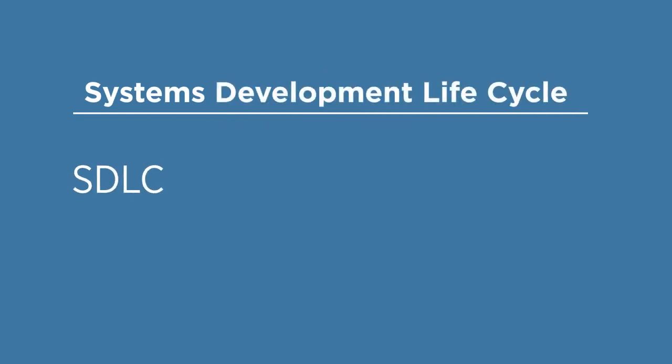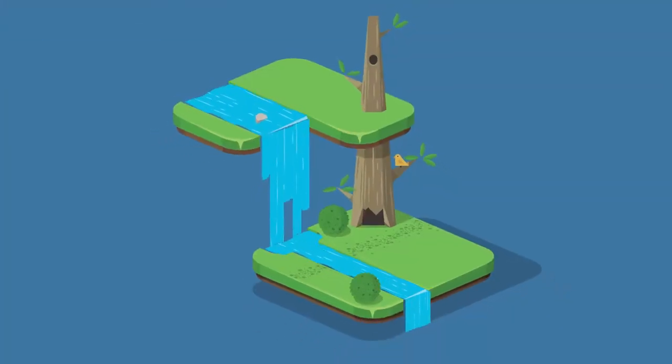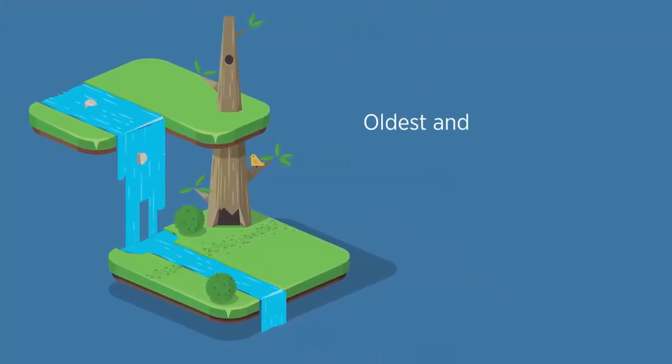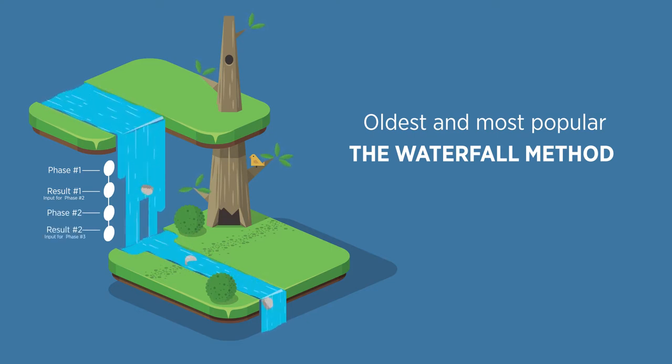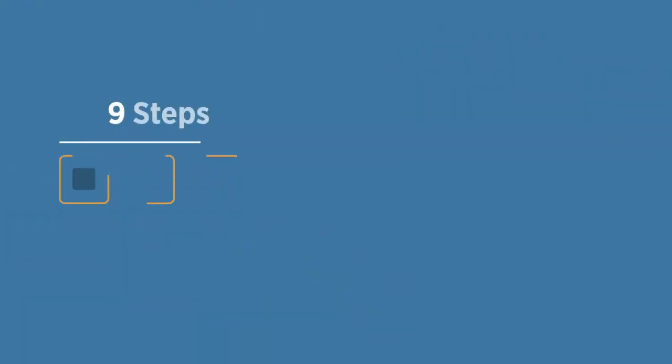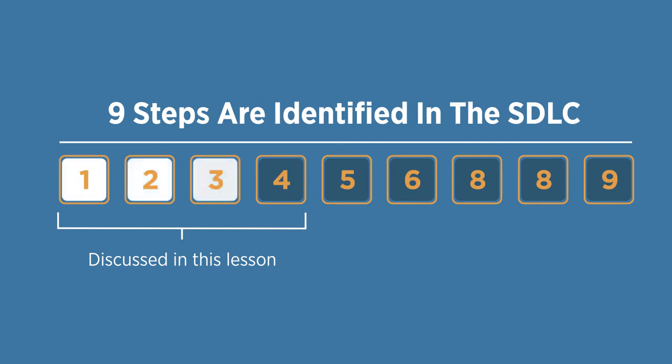Focus. The systems development lifecycle originated in the 1960s to develop large-scale business systems. The SDLC is represented by a number of models, but the oldest and most popular, the waterfall method, consists of a set of phases in which each subsequent phase of the SDLC uses the results of the previous one. Nine steps are identified in the SDLC. The first 4 of them and the implications for nurses involved in the SDLC process are discussed in this lesson.